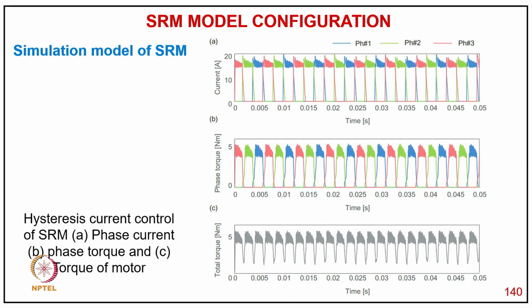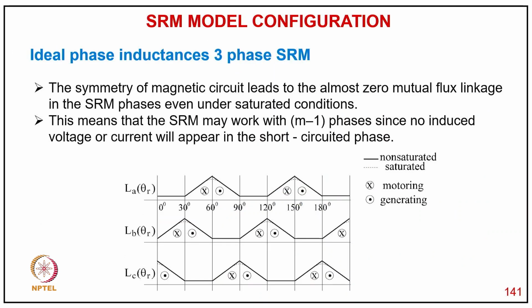And here you can see the DC current control of the reluctance motor: phase current, phase torque, and net torque of the motor. You have a different color for each of the three phase excitation currents, then the torque produced by them, and then the net torque with certainly some ripple in the torque. Like so, these are the ideal phase inductances of a three phase SRM.